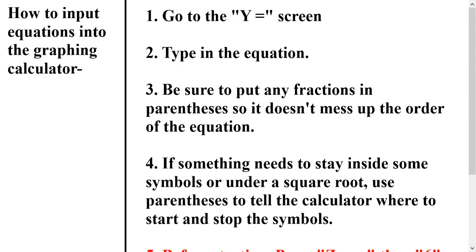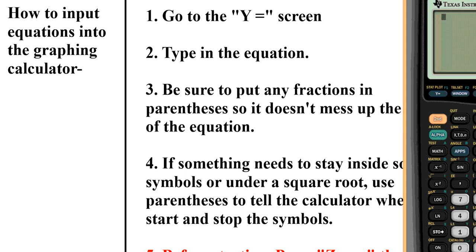So to input equations into the graphing calculator, these are the basic steps that you're going to follow. First, you're going to go to the y equals screen. Now, I'm going to pull up my graphing calculator so you can see here. The y equals button is right here. So if you press that, this is what is referred to as the y equals screen. Then you'll just simply type in your equation.